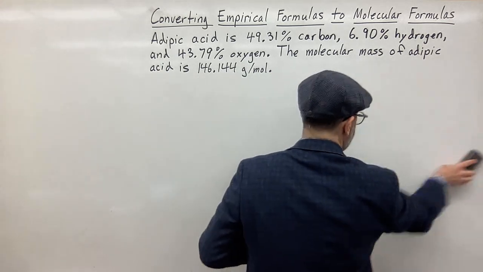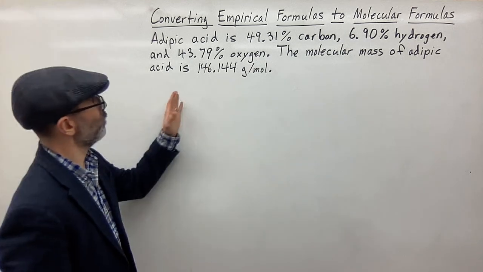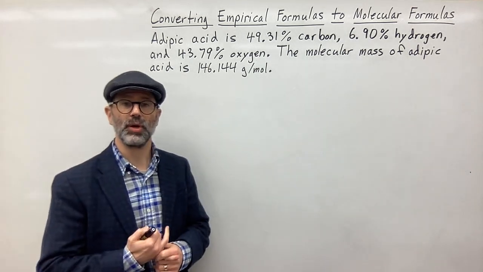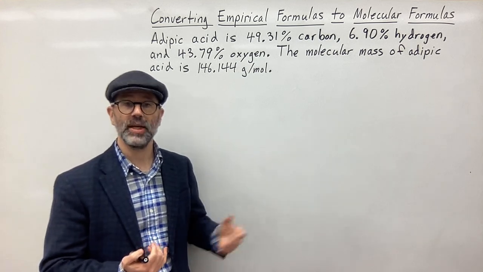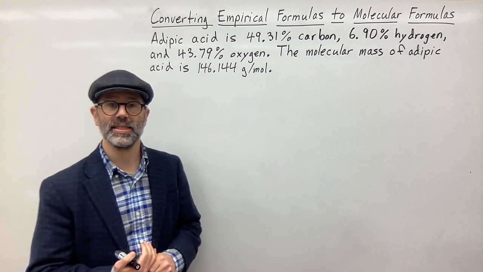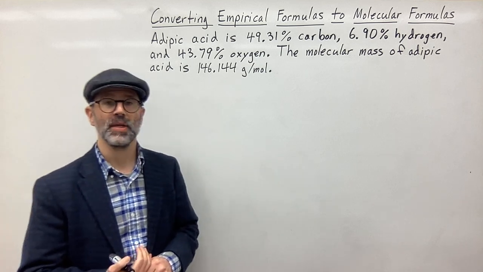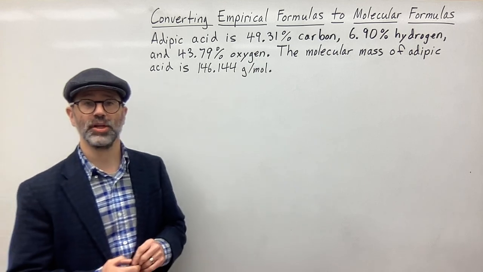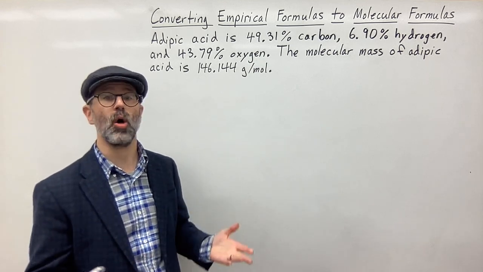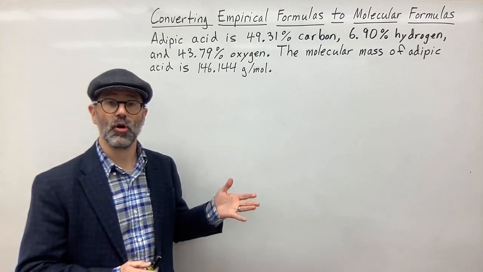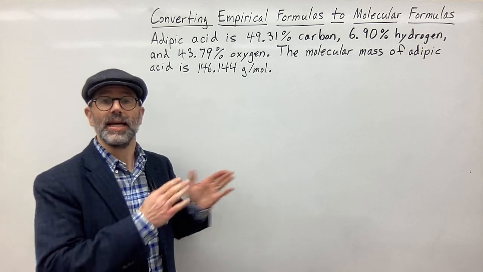So we're given this problem. We're told that adipic acid is 49.31% carbon, 6.90% hydrogen, and 43.79% oxygen. And then they give us the molecular mass of adipic acid, and that's 146.144 grams per mole.